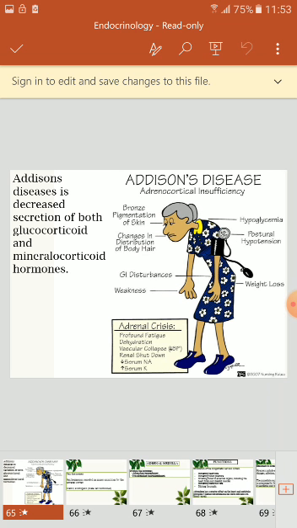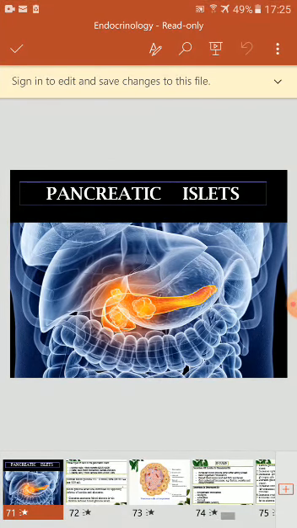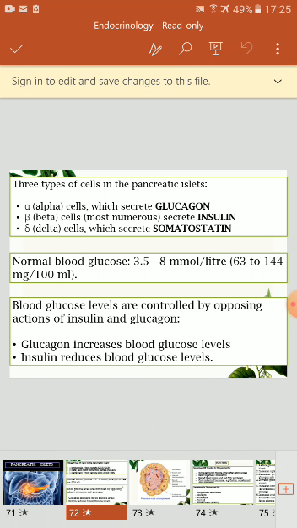Okay, now today's most important topic is the pancreatic islets in the pancreatic gland. There are importantly three cells present in pancreatic islets: alpha cells, beta cells, and delta cells. Alpha cells secrete glucagon, and beta cells, those are most numerous, secrete insulin, and the delta cells secrete somatostatin.